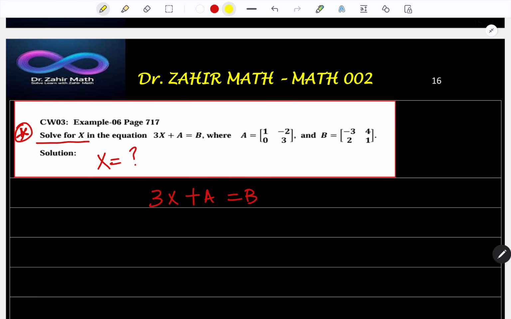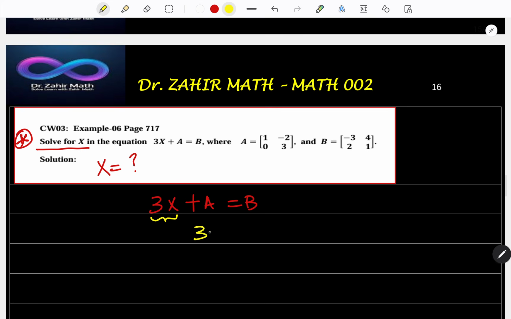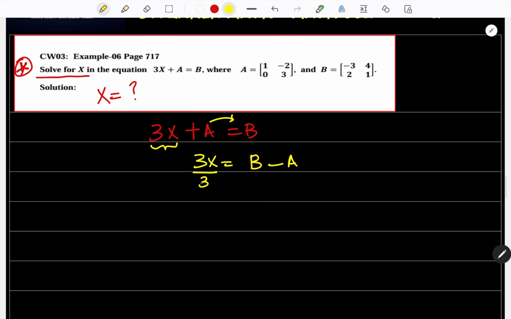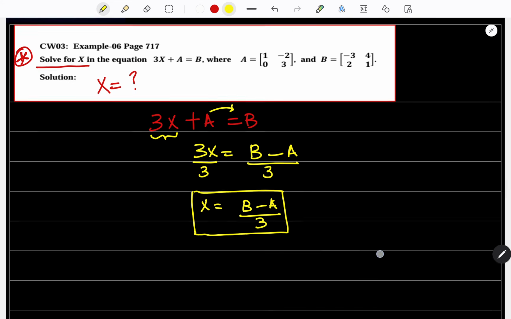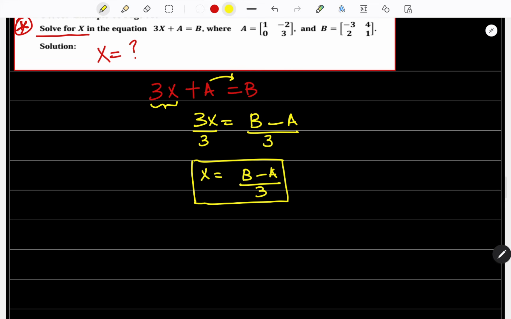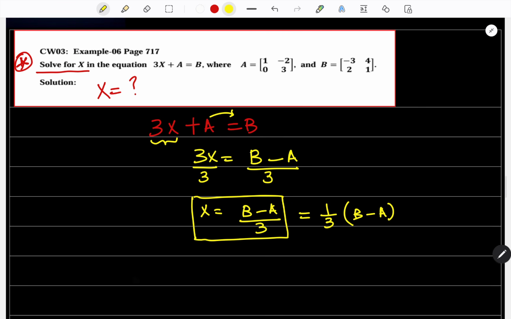So very simple. Here there is an x. So 3x equals B, and this A, bring it to that side, B minus A. So I want x, so B minus A. So x is equal to B minus A divided by 3, right? Actually you can also write this as 1 by 3 and B minus A. So let me take here 1 by 3.